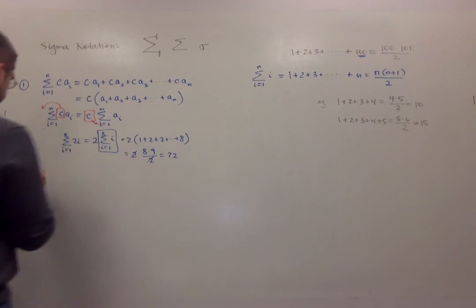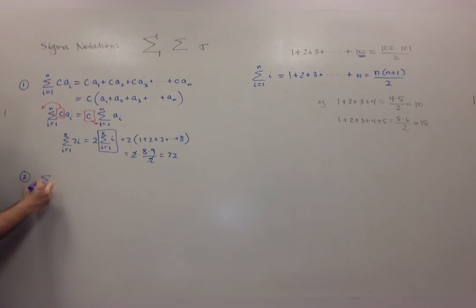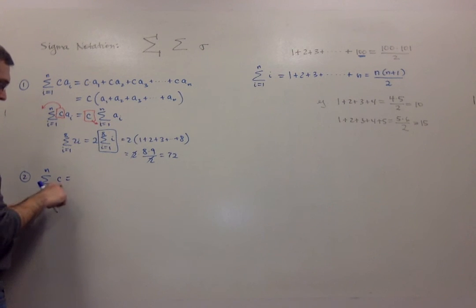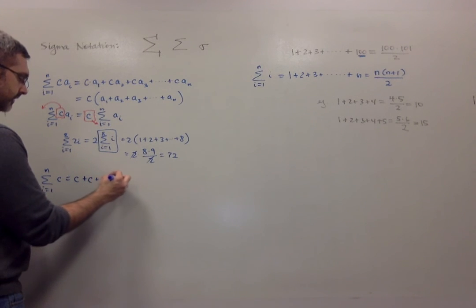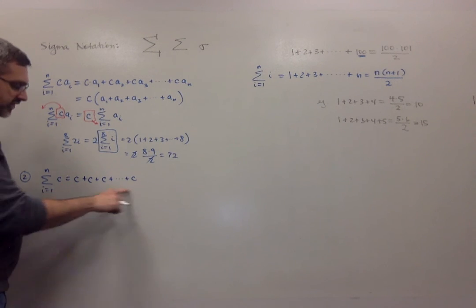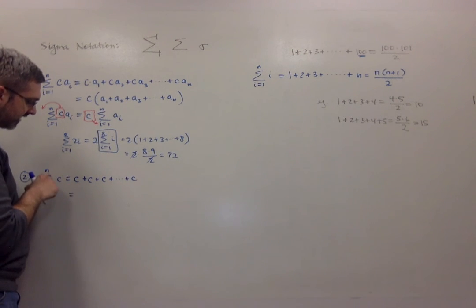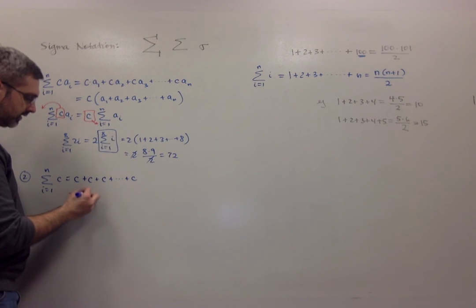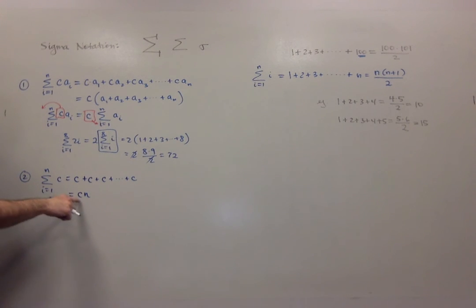The second formula says if I have a sum of just constants, let me actually write this out. When I is 1, there's no I here, so I would just write C. Plus when I is 2, I just get C. When I is 3, I just get C. And when I is n, I just get C. So I have a bunch of copies of C, n copies, so this sum just adds up to C times n.